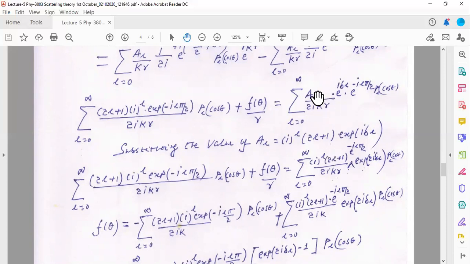You see, the value of A_l is i to the power of l, (2l+1). This is e to the power of i delta_l, and this is e to the power of i delta_l, which gives you e to the power of 2i delta_l. That's why I write this. And e to the power of minus i alpha by 2 is here also, and this is P_l(cos theta). So I hope you understand this term.